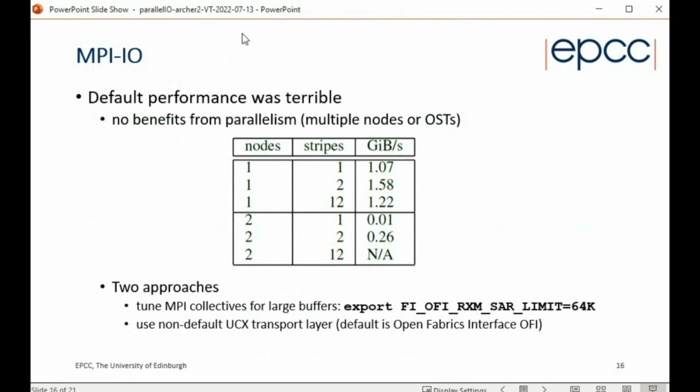So I think I asked you to look at... if you just run out of the box, okay, the default performance is terrible on more than one node, okay. The bandwidth drops by two orders of magnitude. It's totally unusable, and that's because the MPI collectives were not tuned. When we do MPI-IO, you can imagine there's going to be a lot of data shuffling going on. You have to shuffle the data around an awful lot, and it does that with MPI collectives, and they were not tuned.